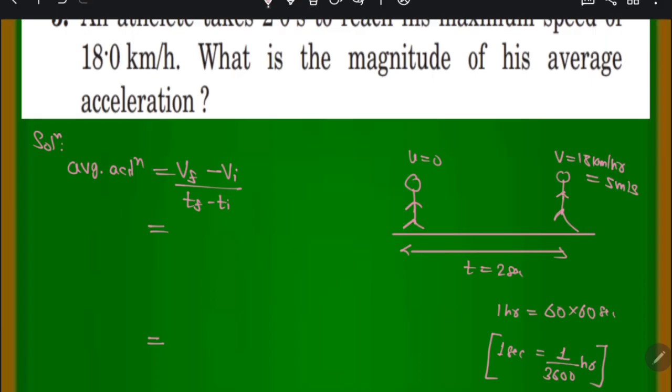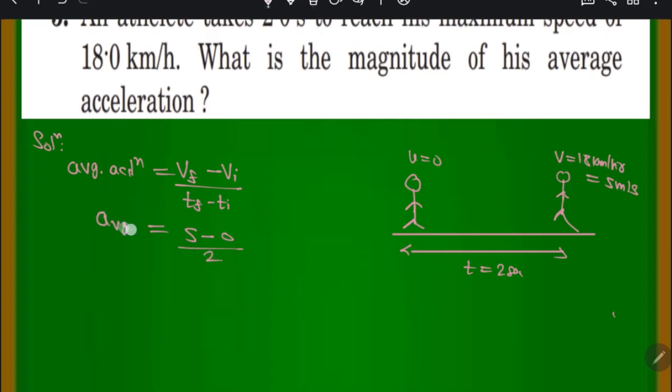Now it's quite easy. We are doing this type of thing. I forgot to do this. So here 5 minus 0 divided by time, which is 2. So average acceleration comes out to be 2.5 meter per second square.